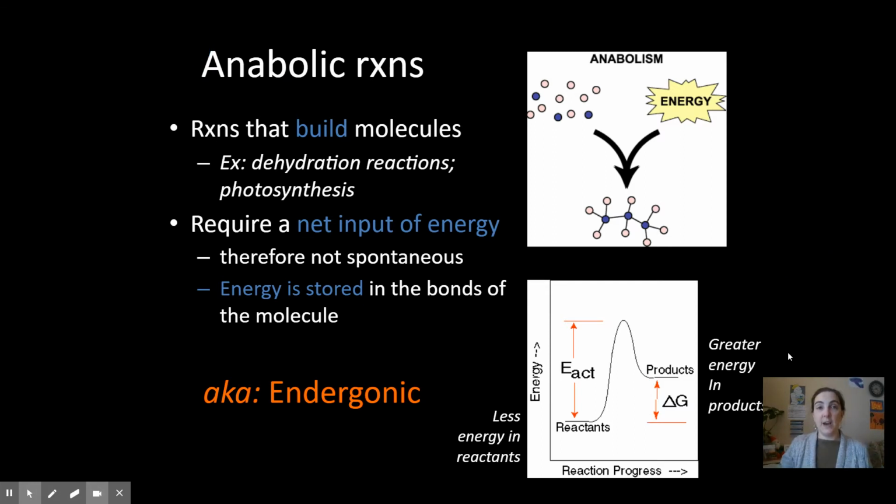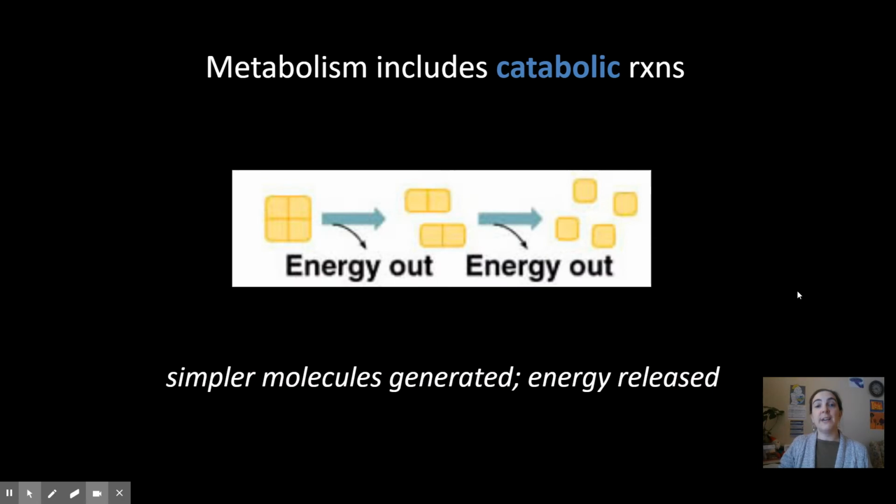The opposite of an anabolic reaction is called a catabolic reaction. And you can see here we're starting with a big molecule and we're breaking it into smaller and smaller pieces and releasing energy along the way.